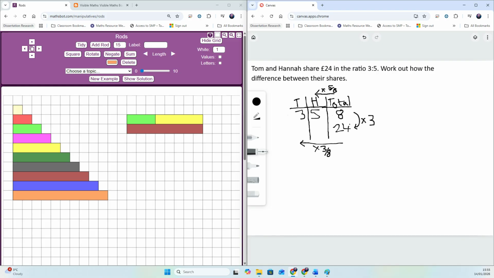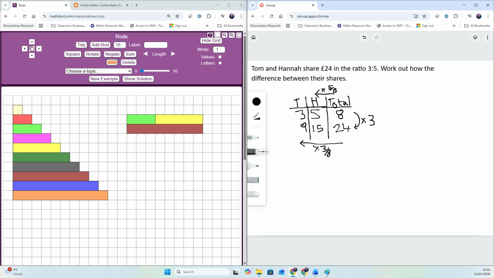Okay. Now, obviously, it doesn't really matter which relationship you use to solve this problem. I want to highlight both or all three of these relationships, both types of relationship here, the scalar relationship and the functional relationship. But it doesn't actually matter which of these you use to solve the problem. Any which way you use to solve the problem, you're going to get £15 is Hannah's share. You're going to get £9 as Tom's share.